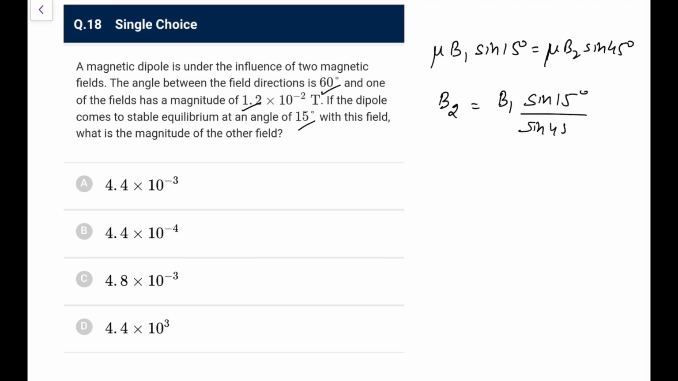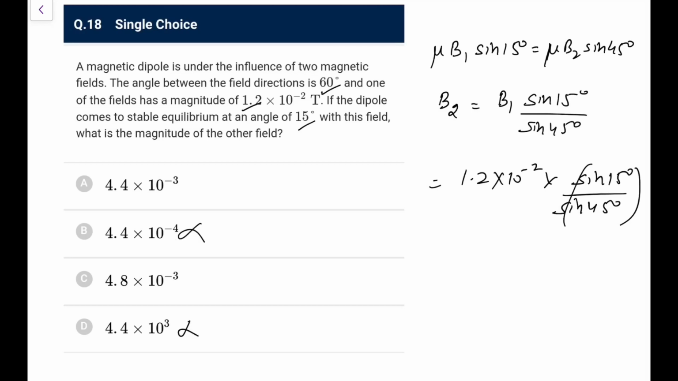Now this is not going to be a good one for you. It is 1.2 into 10 to the power minus 2 into sine 15 by sine 45. I don't know how many of the bio students can recall the value of sine 15, but whatever we can do, let me do a rough estimate. Sine 15 by sine 45, it is not going to be much lesser, and it is definitely not going to be 10 to the power 3. It would be lesser than this. And 10 to the power minus 4 would be too much. So I will have to check for options A and C.